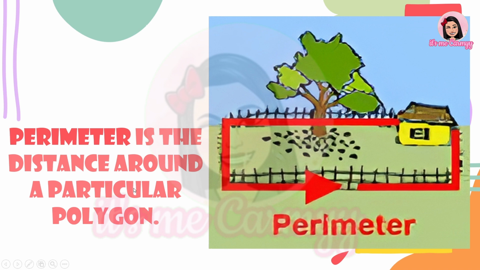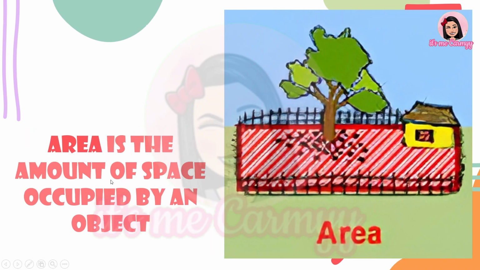Perimeter is the distance around a particular polygon, so this is the perimeter. While the area is the amount of space occupied by an object, so this is the area.